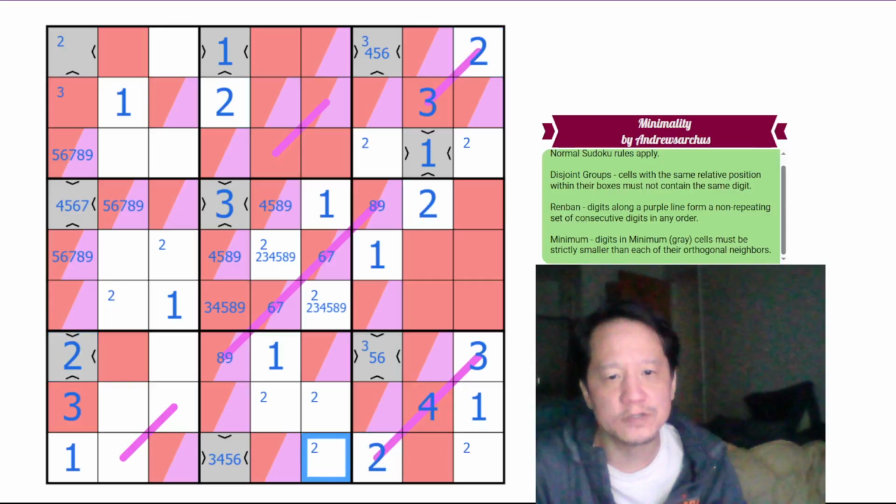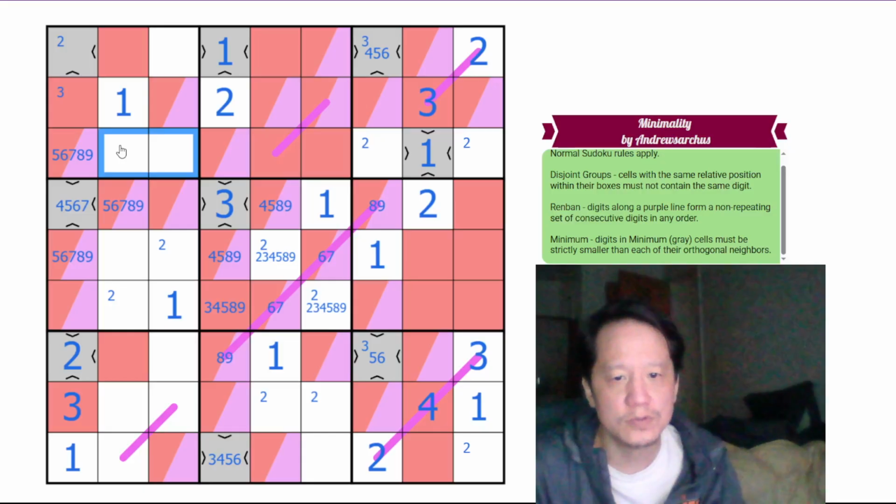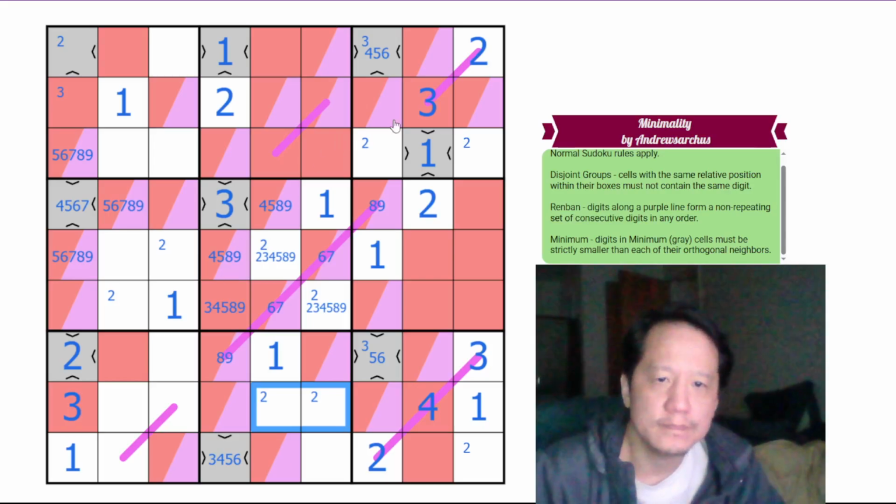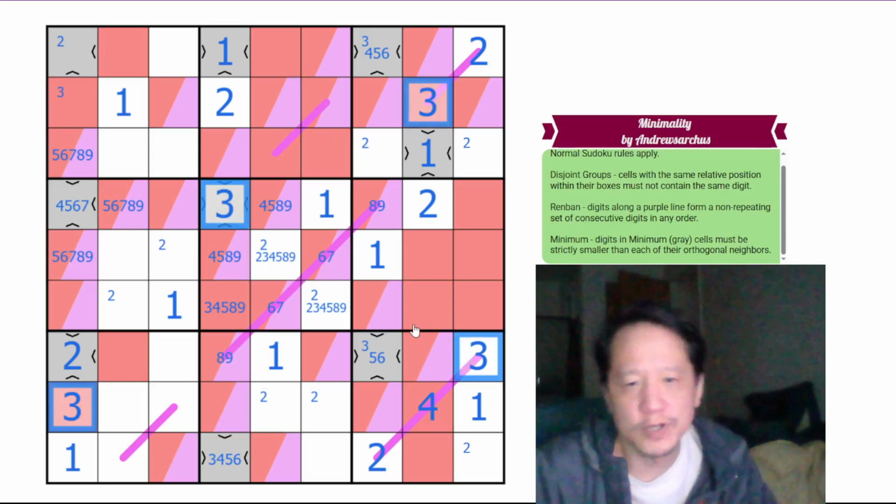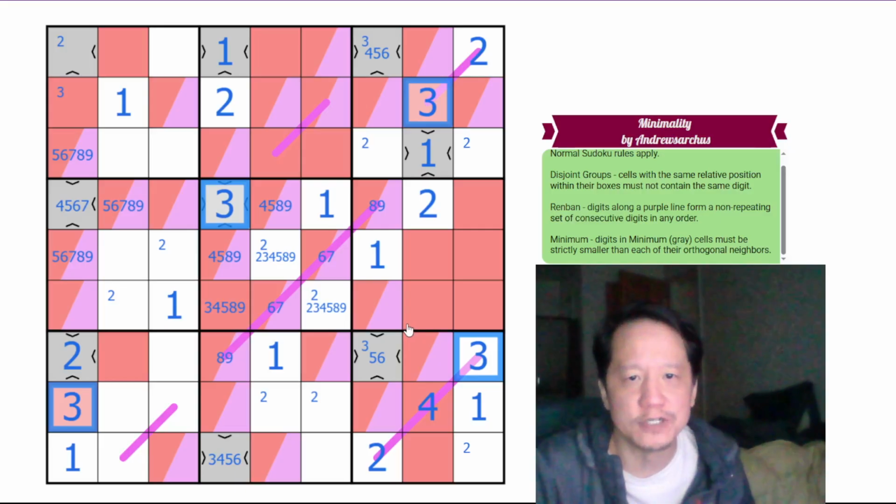It's 5 or 6. This can't be 3. 2 eliminates 2 here. None of these can be 2. So one of these is 2. This is 2. Yeah, it seems fine. 3. We have a contradiction. So we have to have 3 here, 3 here.